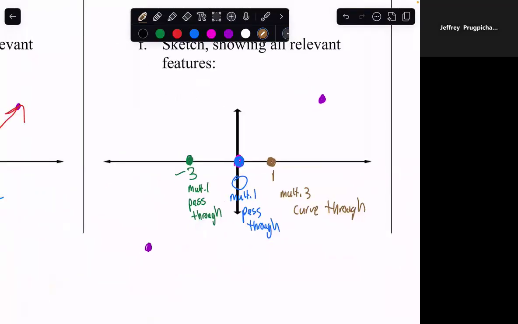Okay, so now I would like you to try this part. You need to connect the dots from left to right, but remember, you need to follow the instructions at each of the roots. Go ahead and try it out, and let me know if you have any questions.